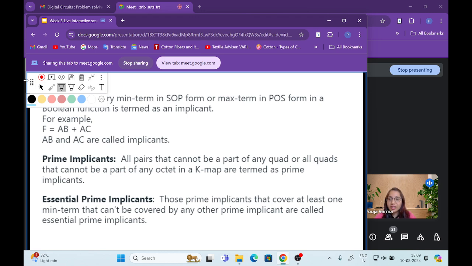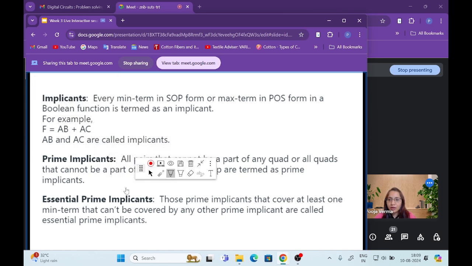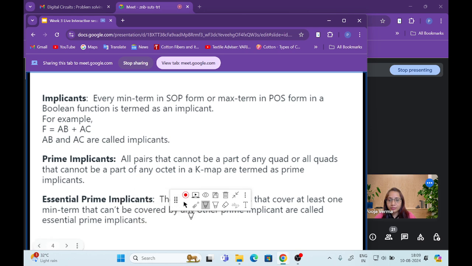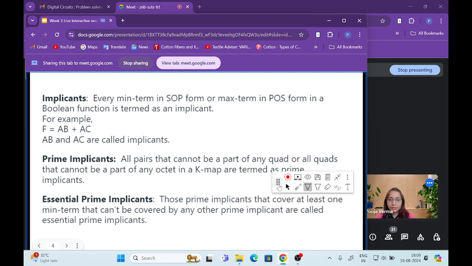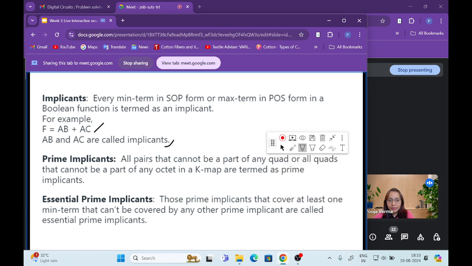Another one is implicants, prime implicants, and essential prime implicants. So what is an implicant? Every minterm in SOP form or maxterm in POS form, product of sums form, in a Boolean expression is termed an implicant. For example, F is equal to AB plus AC. So AB and AC are called implicants. And what are the prime implicants? Prime implicants are all pairs that cannot be part of any quad, or all quads that cannot be part of any octet in a K-map.